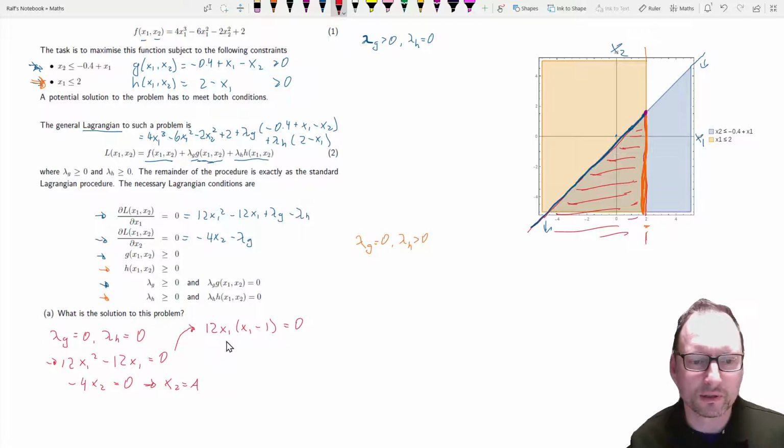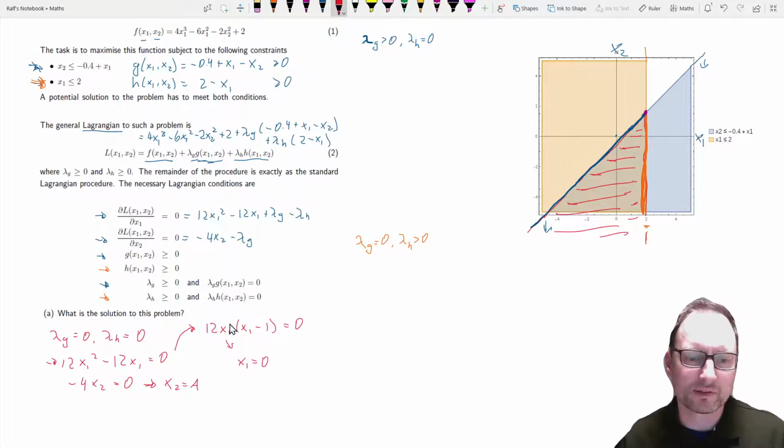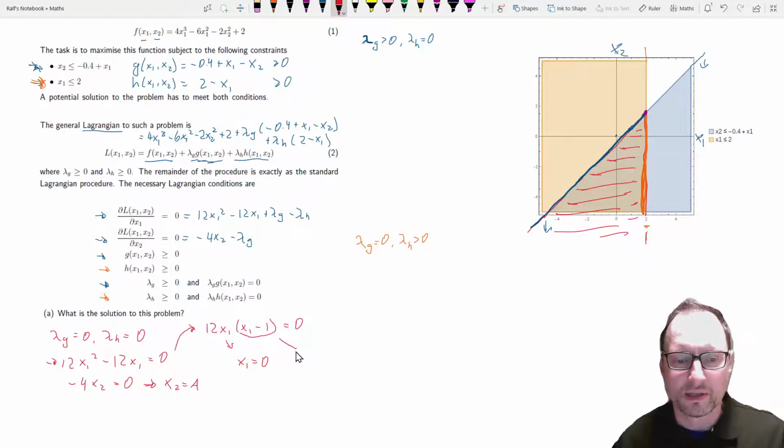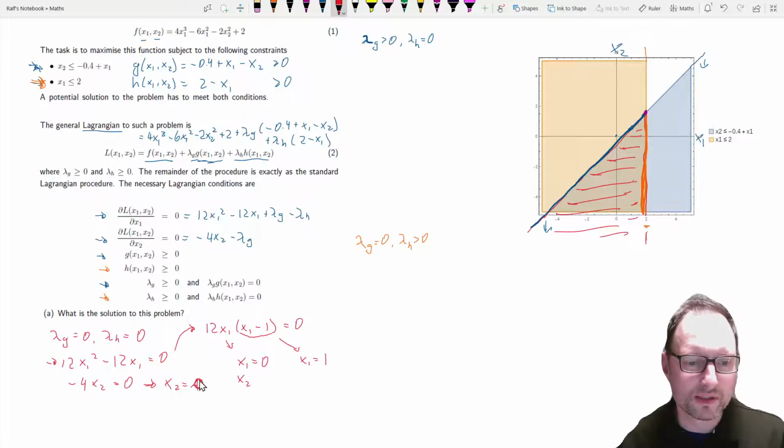The first one is that x1 is equal to 0. That will make this entire term 0, and we have a solution to this equation. The second one comes from here. If that second term goes to 0, then we also have a solution, and that will happen if x1 is equal to 1. Both of these points are of course paired up with the x2 value, which we know to be 0.